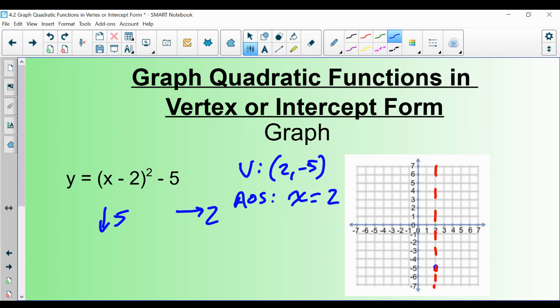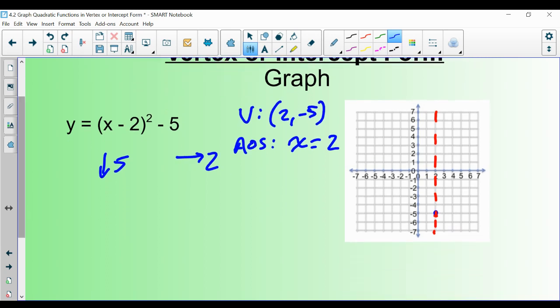And then to get our additional points, remember what I told you guys. Make the little t-table, put the vertex in the middle, do -5, and then count up from there and count down from there. And then we're just going to plug an x value in, and then we can reflect it to the other side of where that vertex is.